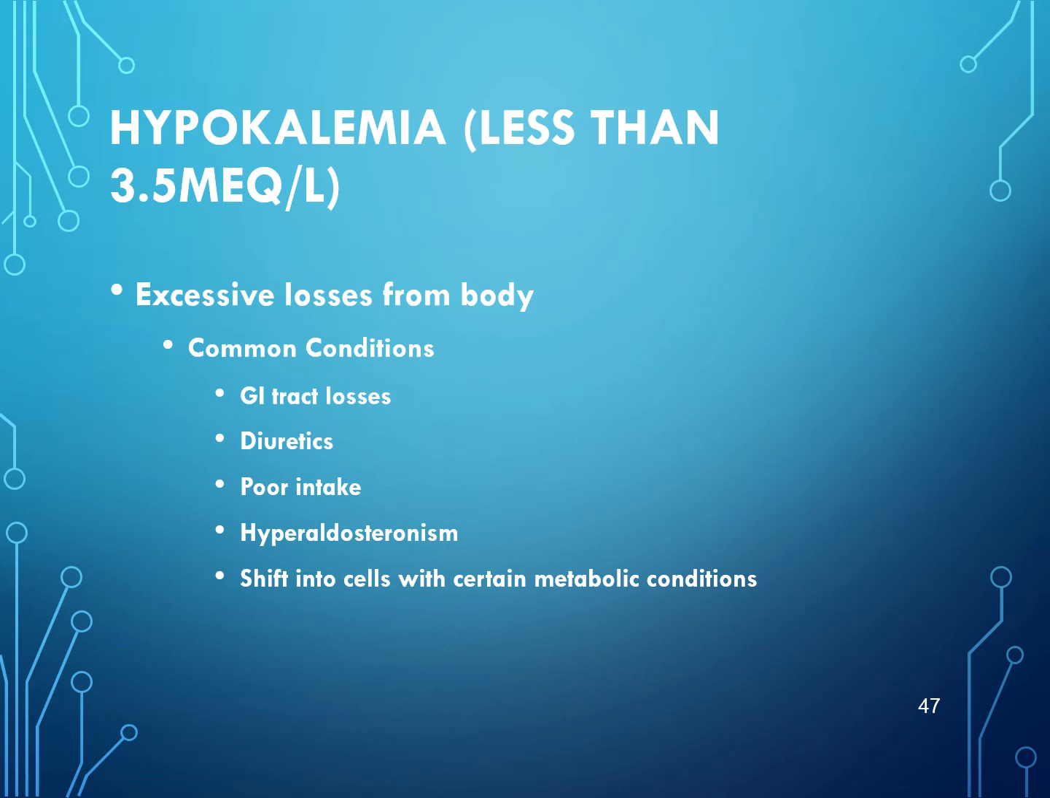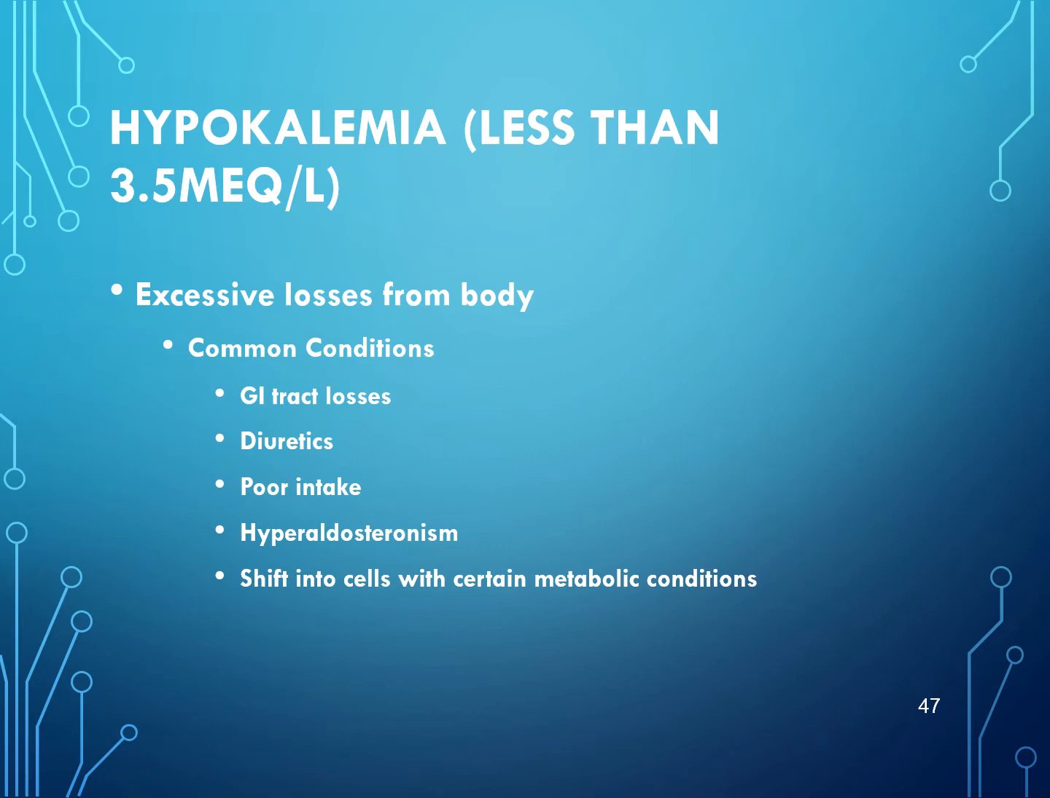Common conditions for this include losses through the GI tract: vomiting, diarrhea, fistulas of the small and large intestines, and gastric suctioning through an NG tube. So with nasogastric tubes, we lose a lot of potassium when we're sucking it out through the NG tube. Then we have diuretics. We've talked a little bit about these. We have potassium-losing diuretics, such as loop and thiazide, so make sure you can identify which diuretics those are.